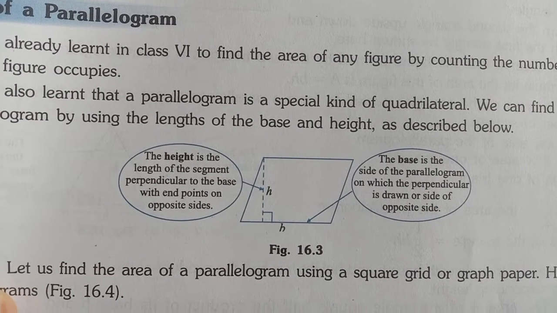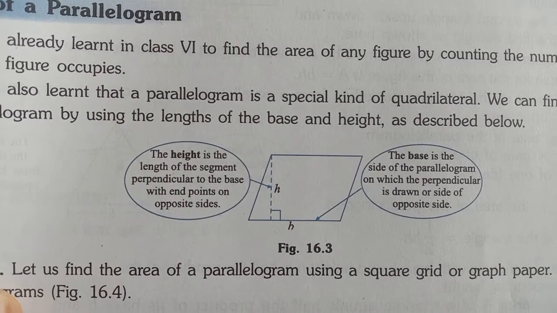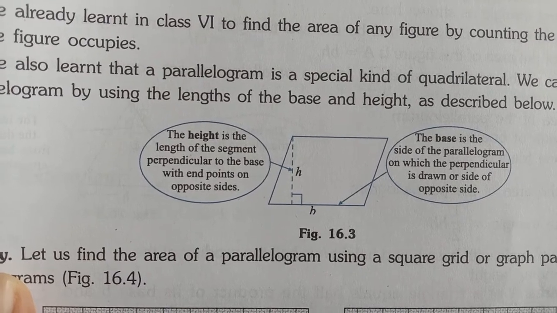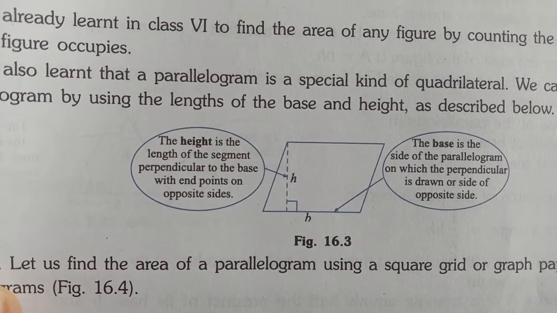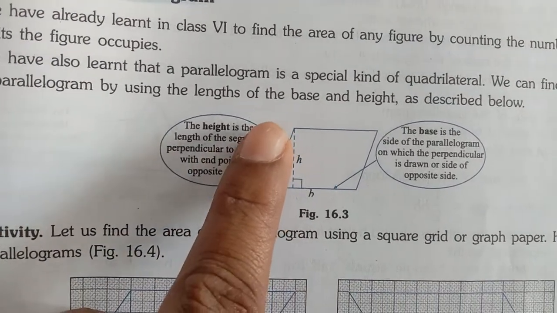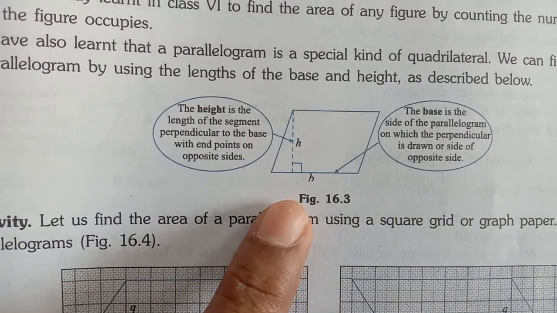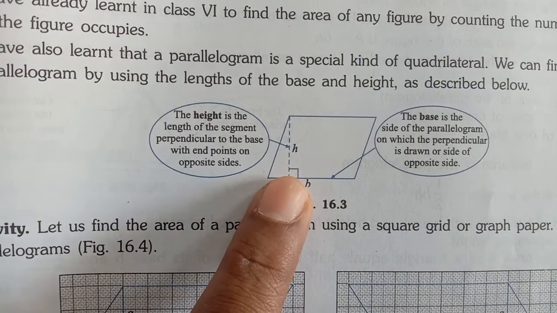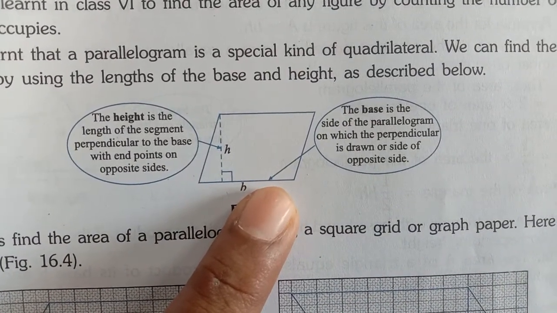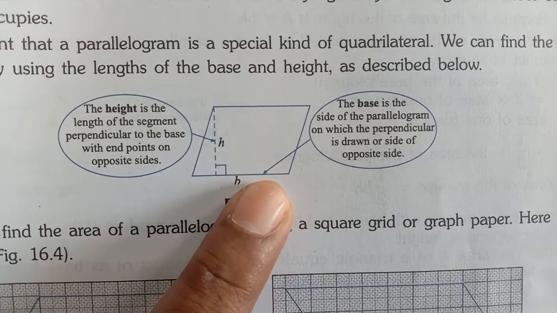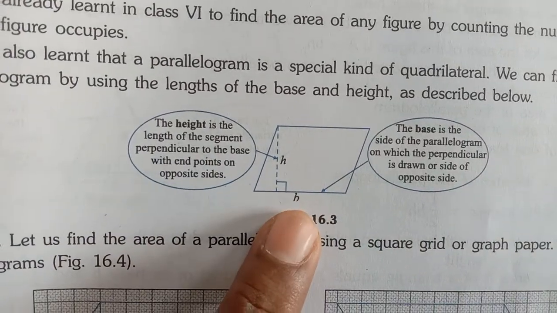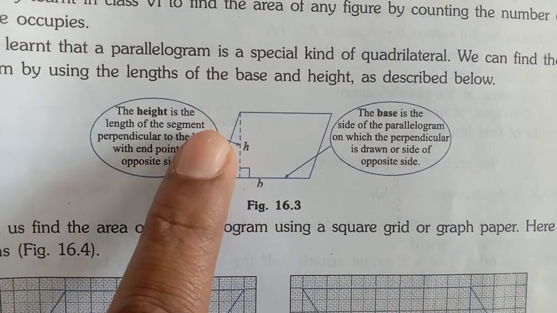Here we have one parallelogram, and a height is drawn. Height is the length of the segment perpendicular to the base with endpoints on opposite sides. So it is the perpendicular drawn from a vertex to its opposite side, making a right angle on the opposite side. And this bottom side is the base. The base is the side of the parallelogram on which the perpendicular is drawn. This bottom one is the base here, because the perpendicular is drawn on it.